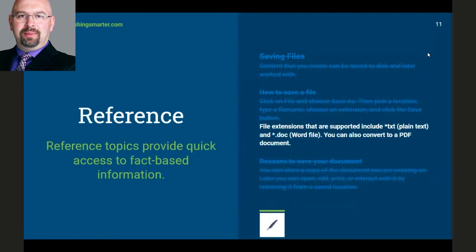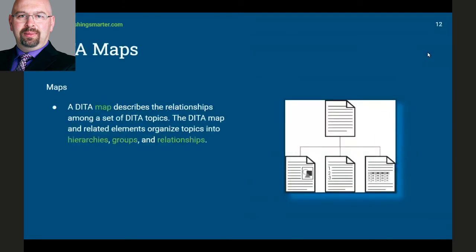And then I also have the reference. So this would be quick access to the facts. And it doesn't always have to be paragraph based either. You'll see a couple of samples. So file extensions that we support include text, doc files. You can convert to PDF. That's my core. Topic, concept, task, reference. And then I use my map to organize the information. So the map comes along and says, here is the hierarchy of the content.